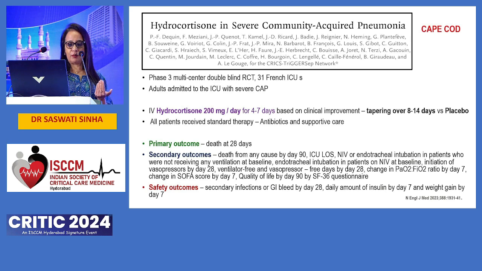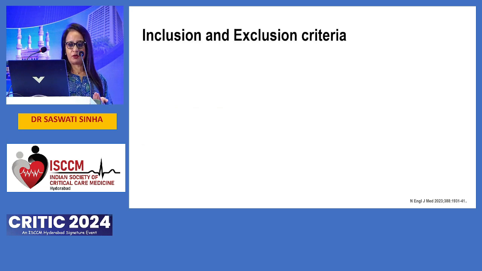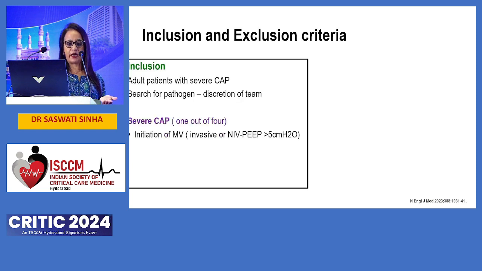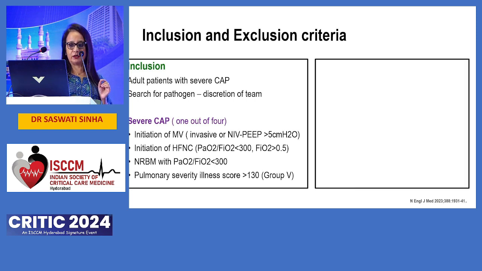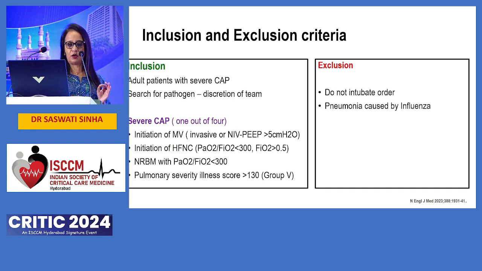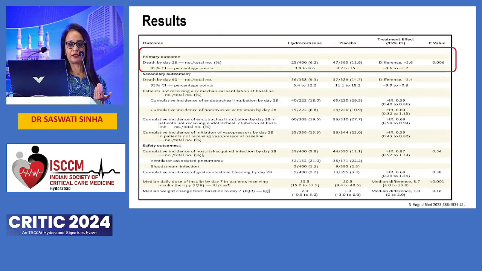They looked at the primary outcome of death at 28 days, and they had multiple secondary outcomes and safety outcomes. They included adult patients with severe CAP. Their inclusion criteria was a little bit different. So patients who required mechanical ventilation, high flow nasal oxygen with a PF ratio of less than 300 with an FiO2 of more than 0.5. Patients could be on NRBM with a PF ratio of less than 300 or a pneumonia severity illness score of more than 130. They excluded patients with a DNI order, influenza, as we all know that influenza patients probably have a contraindication for steroids, and patients with septic shock.